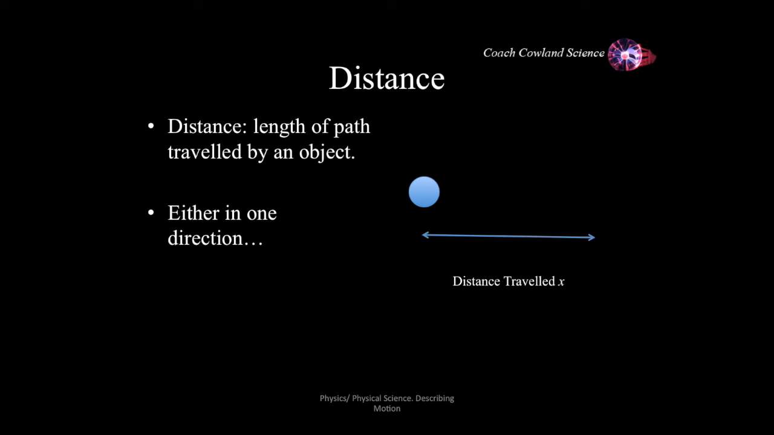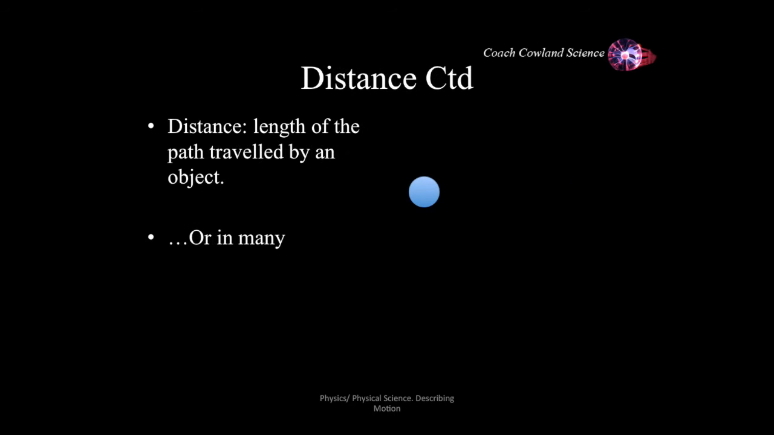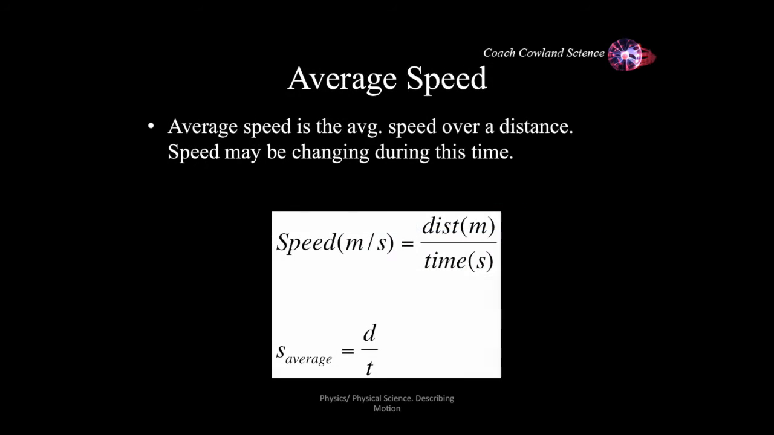So the blue circle travels a distance x, and that's the distance. Now, what I've written here is the length of a path traveled by an object either in one direction or in another. So here we have the same object and it moves in one direction to x and then back again. The distance traveled is the sum of the two distances combined together. Seems pretty straightforward, right? Good.